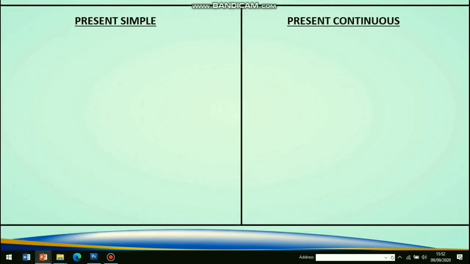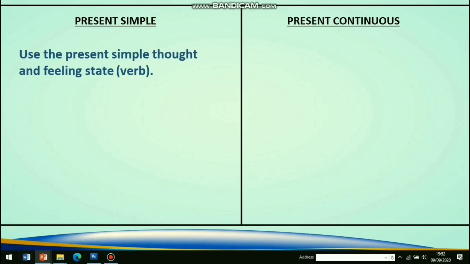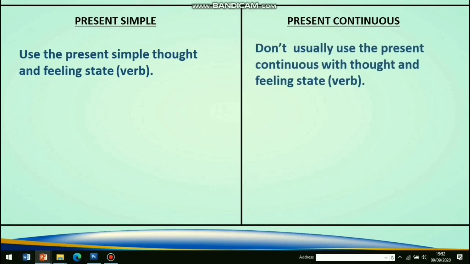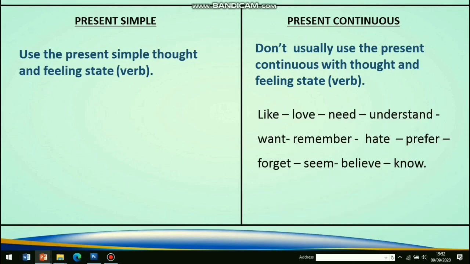Okay, let's continue with state verbs, present simple and present continuous. Use the present simple with thought and feeling state verbs. But we don't usually use the present continuous with thought and feeling state verbs, such as like, love, need, understand, want, remember, hate, prefer, forget, seem, believe. We don't usually say, I'm liking you, I'm hating you, I'm needing a book. But we say, I like you, I hate you, I need a book.